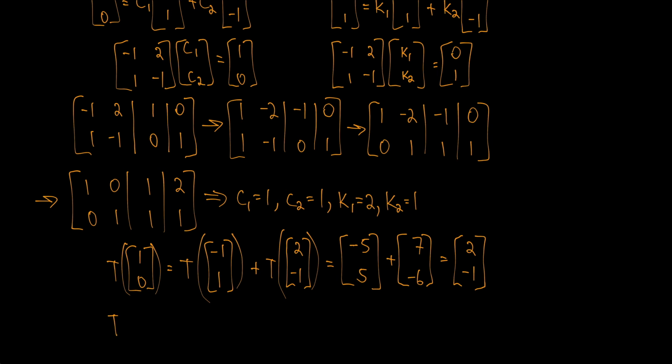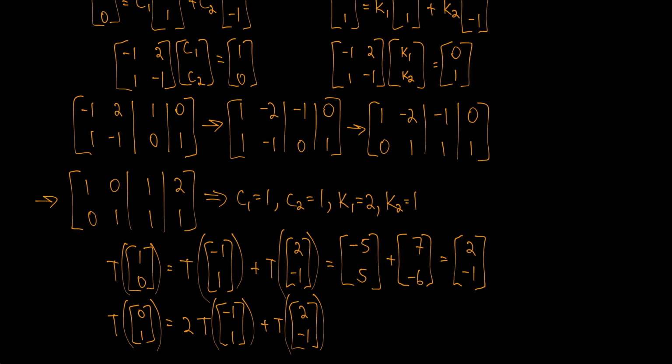Let's look at T of 0, 1. So that's, well, K was 2 for that one. So that means I'm going to have a 2 over here. 2 times T of minus 1, 1, and 1 of T of 2, minus 1. Okay, so that's minus 10, 10, plus 7, minus 6. And that's minus 3, 4.